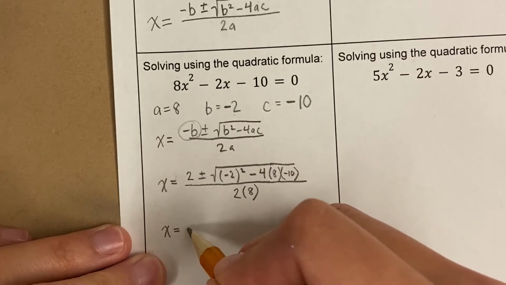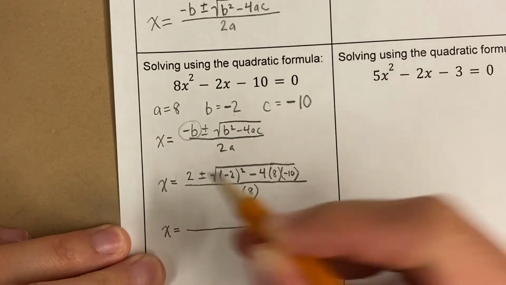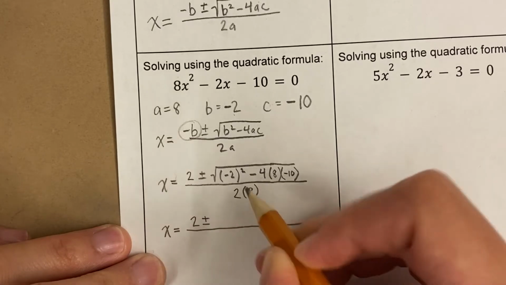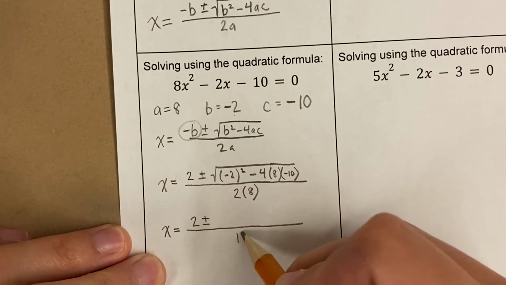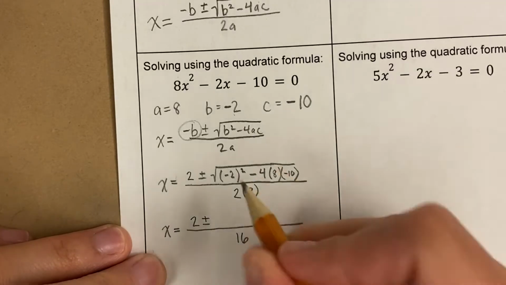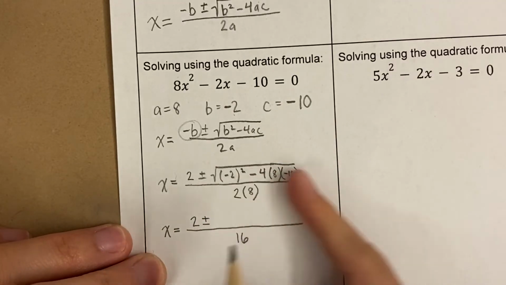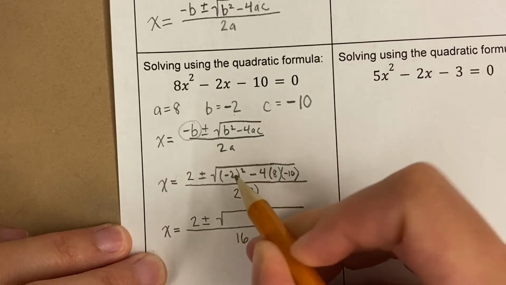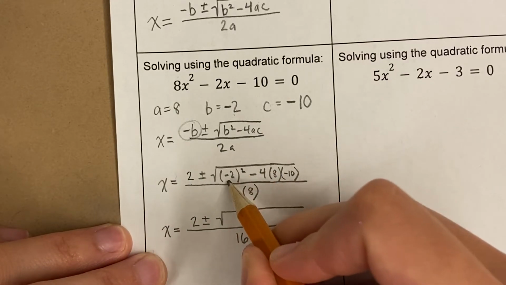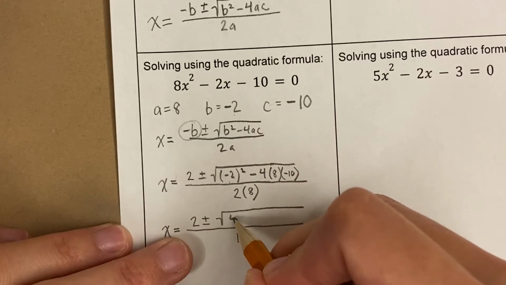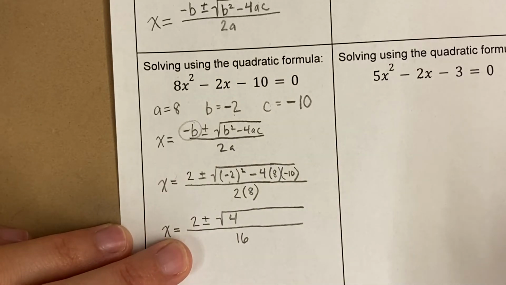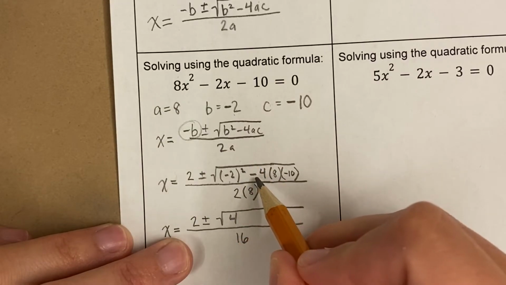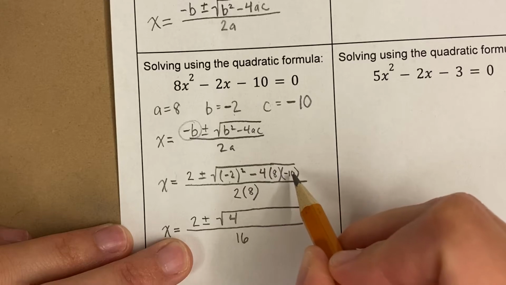x equals. Big, long line. Now, we're going to bring down this 2. There's nothing to simplify yet, and this plus or minus. 2 times 8 is 16. Now, inside here, there's a few things to simplify. Negative 2 squared, that's negative 2 times negative 2. That's 4. That's 4, right? Not negative 4. Now here, this is negative 4 times positive 8 times negative 10.